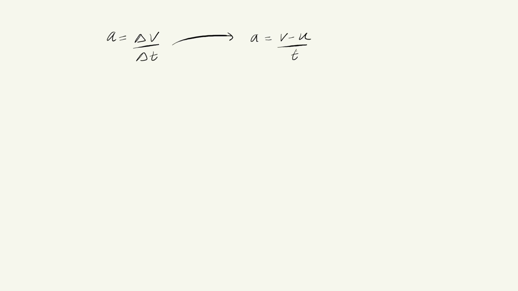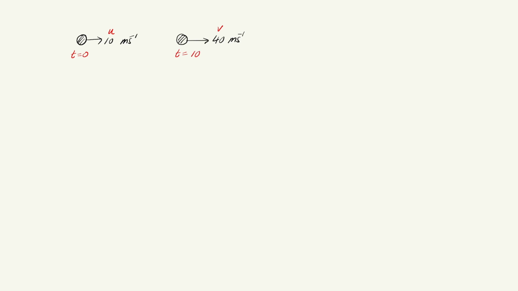Let's set up a single example and use it throughout. Imagine an object initially moving at 10 meters per second. That's our initial velocity, so u equals 10. And since this is the start, t equals 0. After some time, the object speeds up to 40 meters per second. That's our final velocity, so v equals 40. Let's say this change happens over 10 seconds, so t equals 10. I'm choosing these numbers because they keep the arithmetic simple. The method is what matters here, not the numbers themselves.